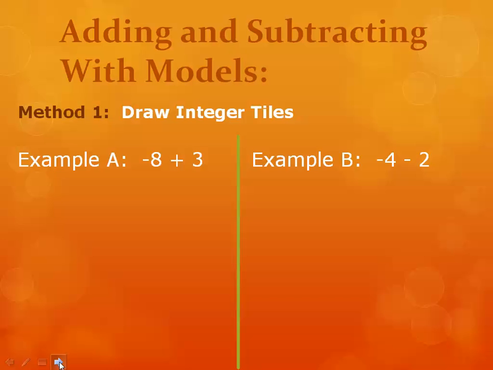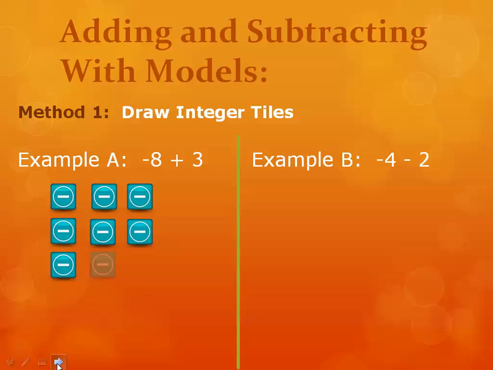Our first method is to draw integer tiles. An integer tile is basically just a square that we draw with a negative in the center or a positive in the center that represents the numbers in the problem. So for example A, we see that we have negative 8 plus 3. We have 8 negatives, so we're going to draw 8 negative tiles. Now plus 3 means positive 3, so we have 3 positive tiles.